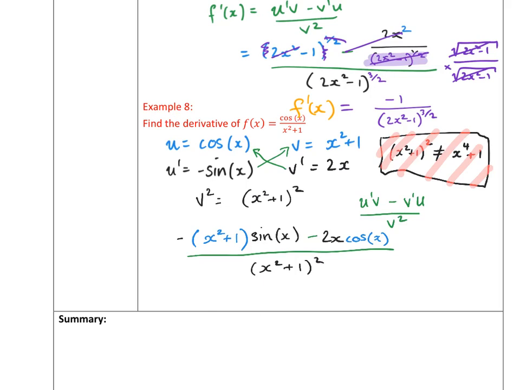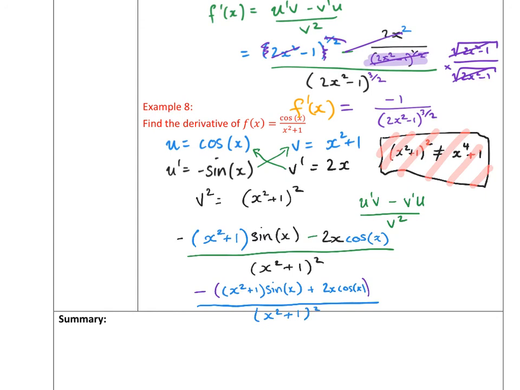Now there isn't really anything overly common here except for that negative 1 at the top, which might be worth taking out as a common factor if we wanted to. And we'd have x squared plus 1 sine x plus 2x cos x, all divided by x squared plus 1 squared.